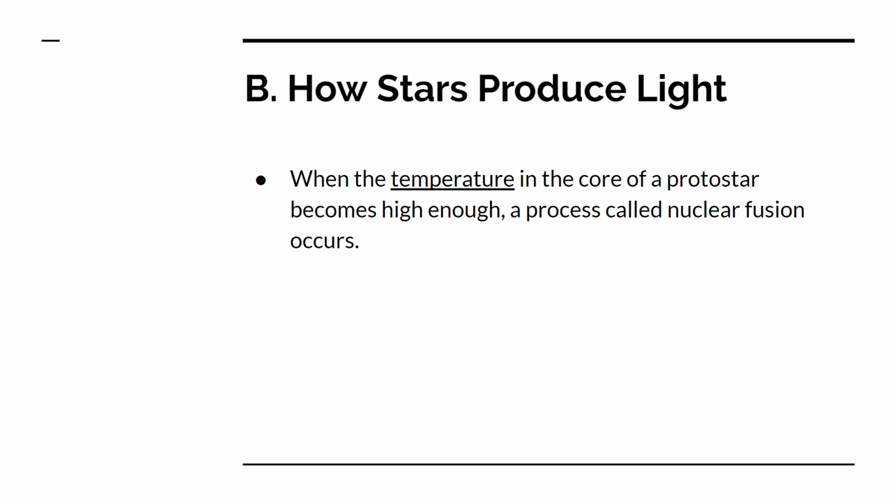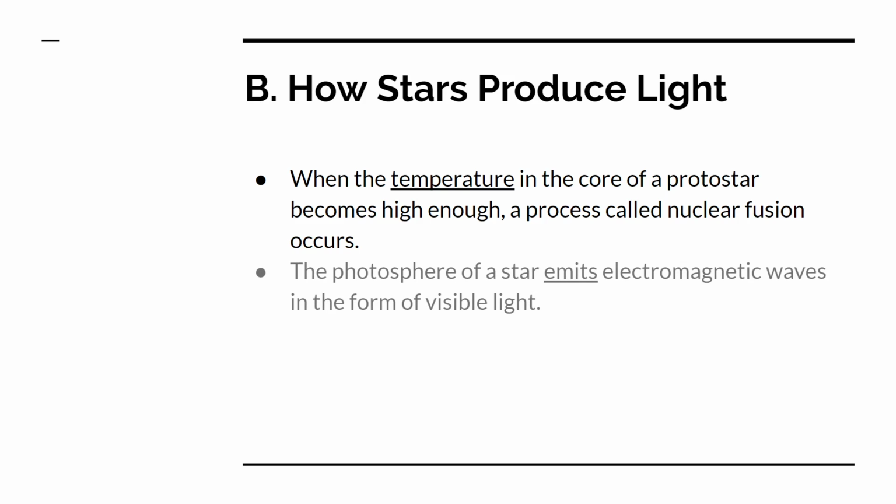When the temperature of one of these protostars becomes high enough, though, something called nuclear fusion occurs. Nuclear fusion, when that occurs, that's when it's considered a star. So right now, our sun is undergoing nuclear fusion in its core. That's what makes it a star. A protostar does not have that nuclear fusion, but once the protostar gets hot enough from squeezing itself so hard, it can start that process and it can become a star. And it's important to realize that nuclear fusion is when that happens.